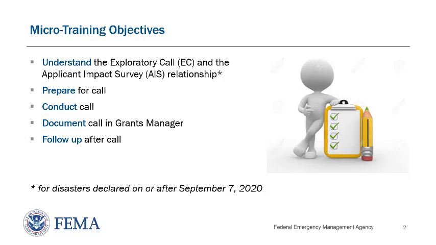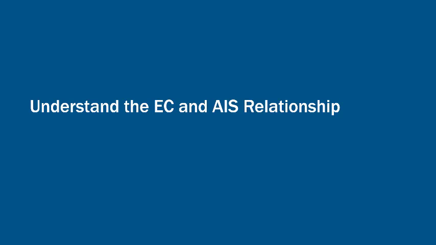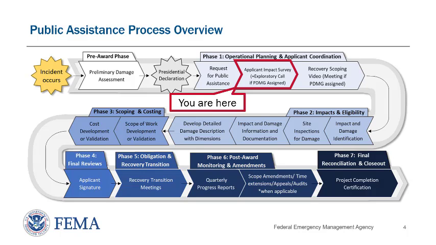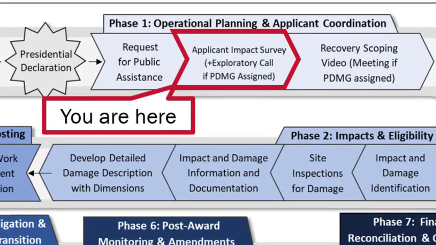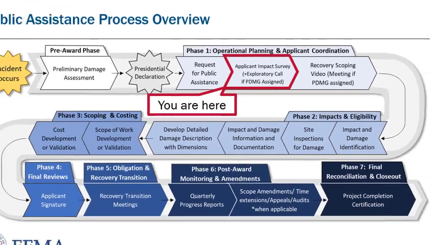So, let's get started. First, we'll talk about how the exploratory call and the Applicant Impact Survey fit in the public assistance process. This illustration shows all phases of the public assistance process, including the major steps involved in each phase. You can see the Exploratory Call and Applicant Impact Survey fall near the very beginning, immediately after the recipient and FEMA approve an applicant's request for public assistance. First, though, let's go over a little history.